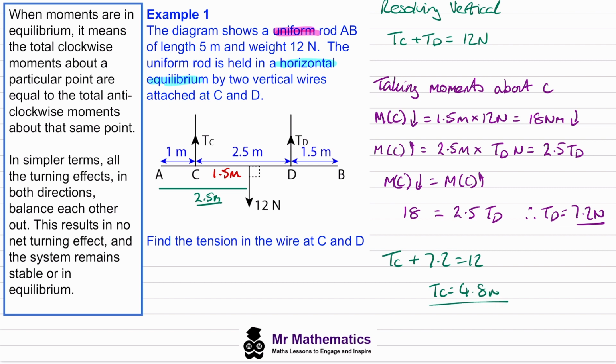Okay. To work out this problem, we used the fact it's uniform to find the distance from A to the weight acting downwards. We resolved the forces vertically, and then we took moments about a point. We could have chosen point D. I just chose point C. And in example 2, we're going to look at finding a distance.